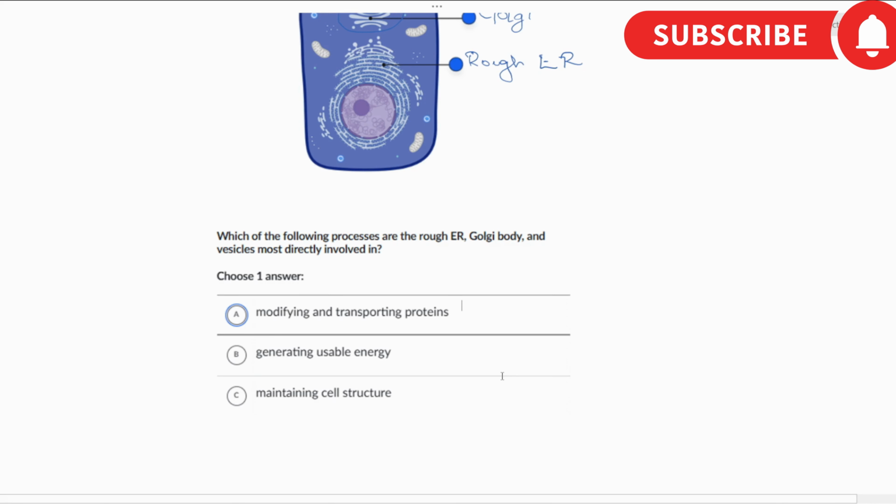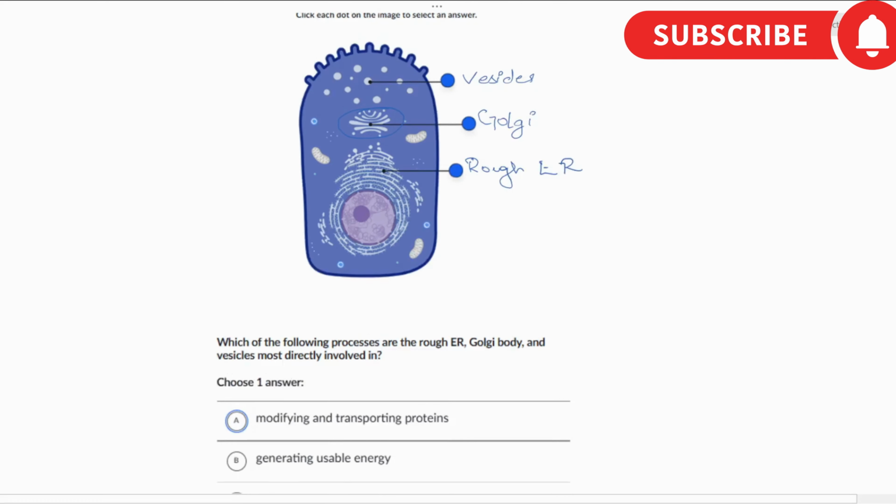Okay. The next one. In which processes do the endoplasmic reticulum, the Golgi bodies, and vesicles all have a similar function? What is their function? It's A, the modification one. Okay. I guess this is the last question. Oh, no, we cannot have this question. Okay. So this is all for today.